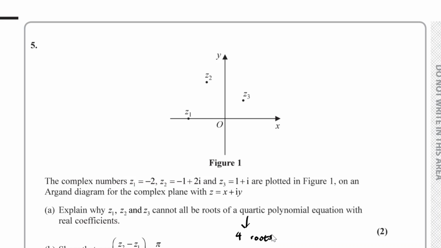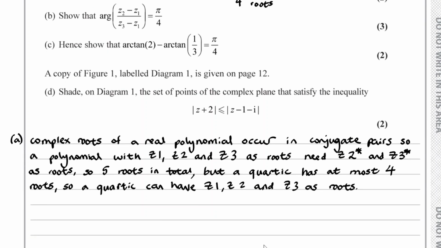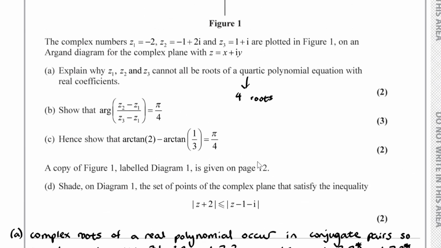And those roots will occur as complex conjugates. So essentially, we've got our answer here. Complex roots of a real polynomial occur in conjugate pairs. So a polynomial with z1, z2 and z3 as roots needs z2 star, the complex conjugate of z2, and z3 star, the complex conjugate of z3, as roots. Okay? And that makes sense.